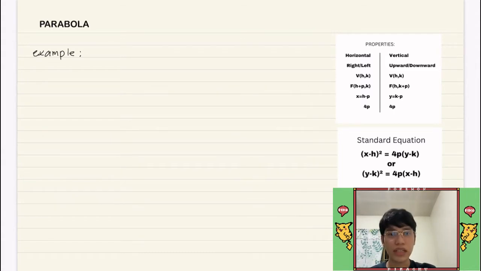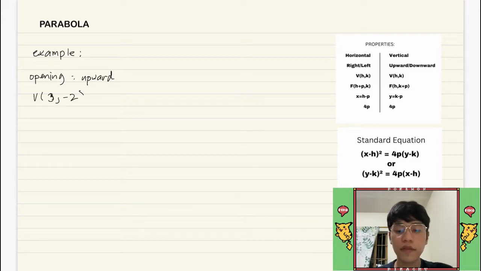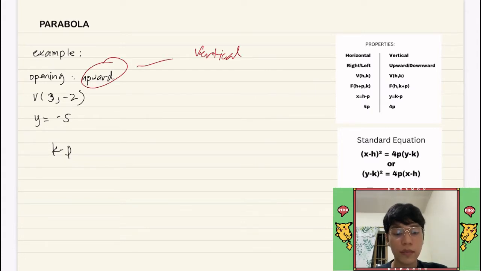So now that we have learned how to identify the properties from the given general equations, let's try to solve the general equations from the given properties. Let's have an example. The given is upward, vertex is (3, -2), y is equal to negative 5. So given that directrix is k minus p is equal to negative 5, substitute k by negative 2. So negative 2 minus p is equal to negative 5. p is equal to 5 minus 2. So p is equal to 3.